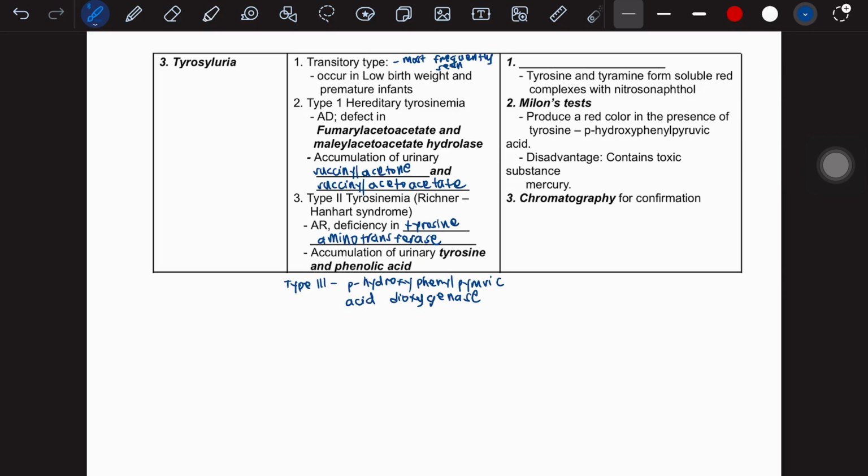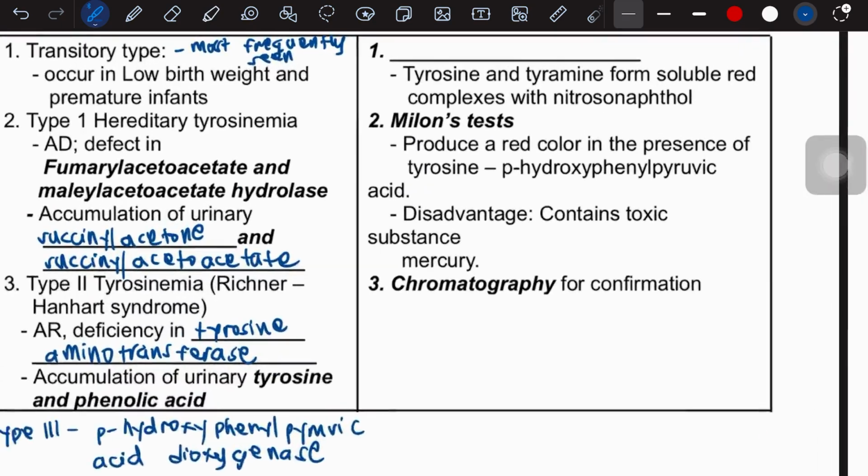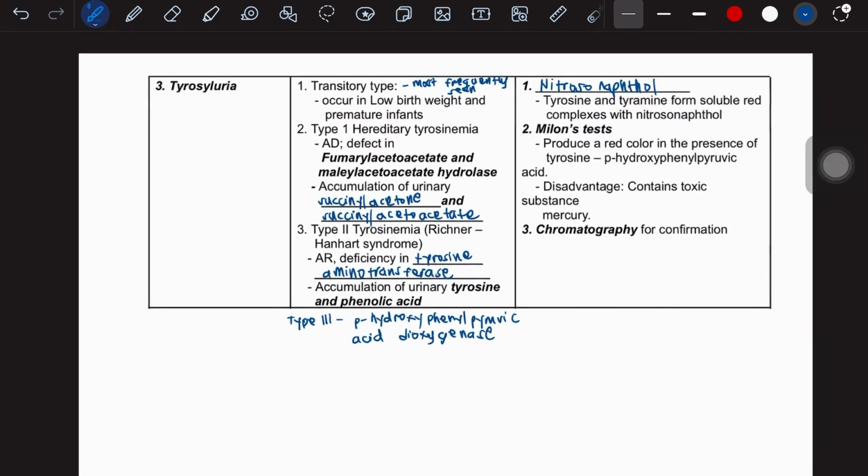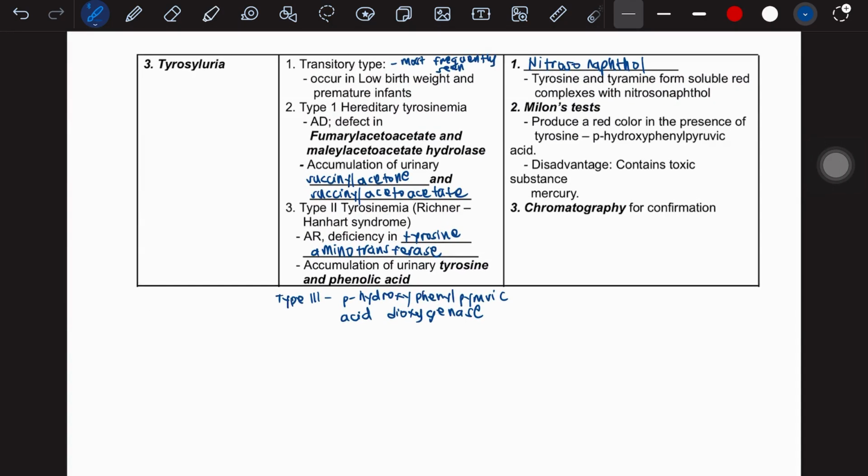So, we have the methods of testing for our tyrosyluria. So, first, that is your nitroso naphthol test. For our nitroso naphthol test, the positive result, if we refer to the stress, is orange-red color. Orange-red. But another answer is also soluble red complexes. So, write that first.